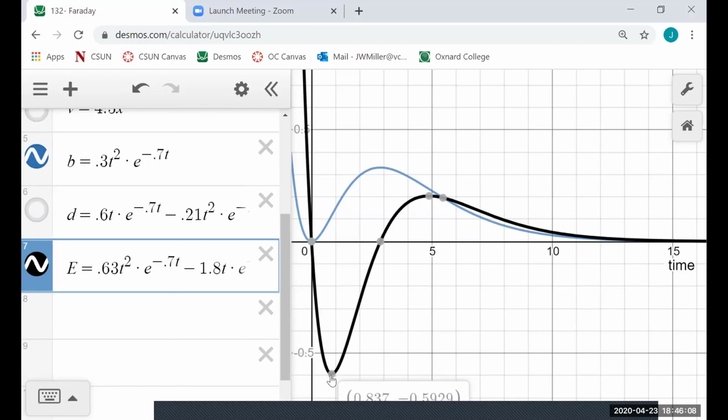It's happening at 0.837 seconds approximately and has a value of negative 0.5929. Divide that by the 25 ohms and you get the induced current that we had. The other time when it is a maximum value is right here at a time of 4.877 seconds, which gives us the 0.2043 volts divided by the 25 ohms, which gave us the answer for that. So clearly the maximum current occurs at the point where we have the maximum absolute value of the EMF.